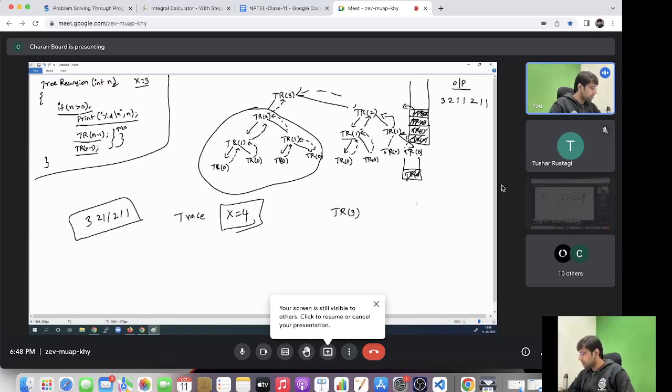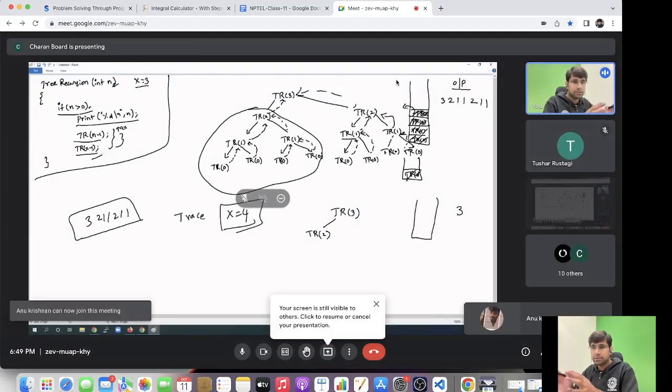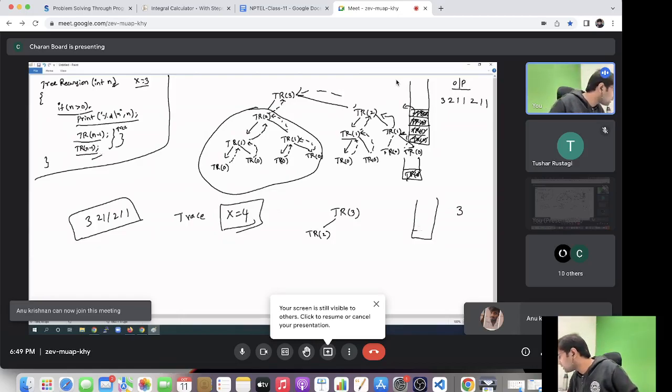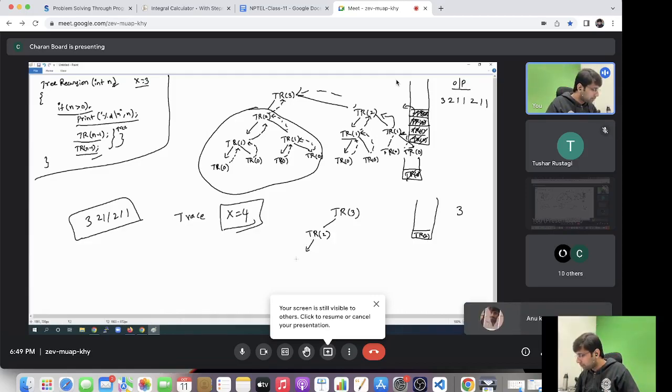So this is the empty stack, right? So when it comes to tr of 3, n is greater than 0, so it will print 3. Then it will go to tr of n minus 1. N minus 1 is tr of 2, right? So there will be another tr of 2. It can't execute two programs at the same time, so it will keep one tr of 2 in the stack, and it will start executing tr of 2 first. So from tr of 2 it will print 2 and go to tr of 1.